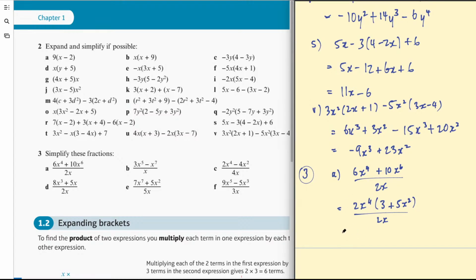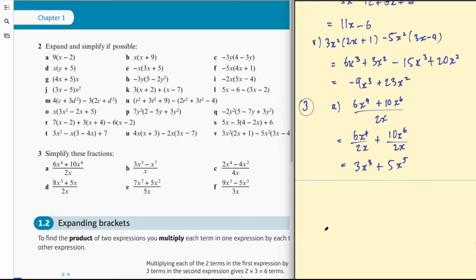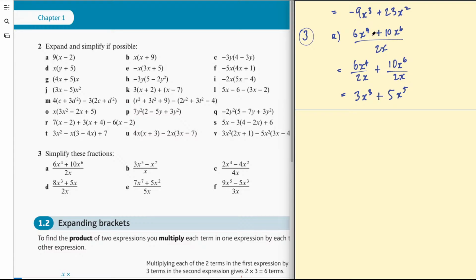But there you go. Okay, so we'll do that method for the next two. Actually, that's going to be easier for this one, isn't it? Rather than factorizing it, just split it up into two fractions. You learn something new every day. And then simplify. So divide by 2, we get 3x cubed plus 10 divided by 2 is 5, x to the power 6 divided by x is x to the power 5. There you go. Okay, so that's much easier. Rather than factorizing, just split it up into two fractions and then simplify.